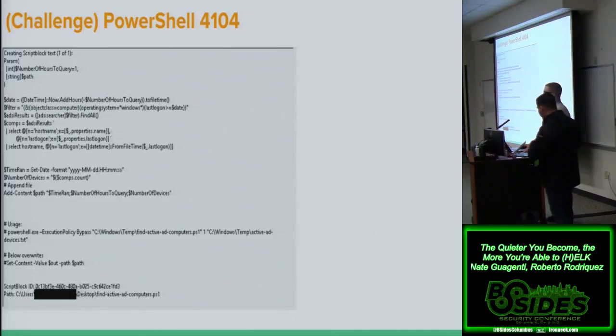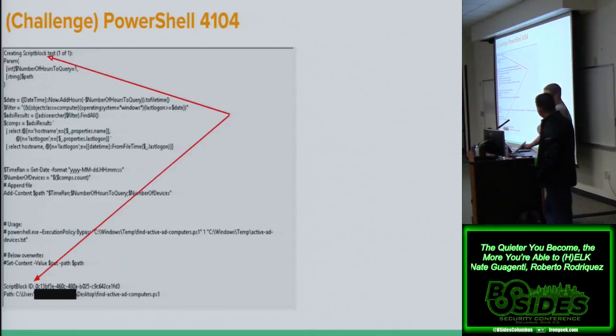4104, another monster, right? Can be up to 32,000 bytes or characters. You gotta grab this. Everything below that is part of the script block text, and then you got stuff down here, and there's usually even more, file name and a few other things.